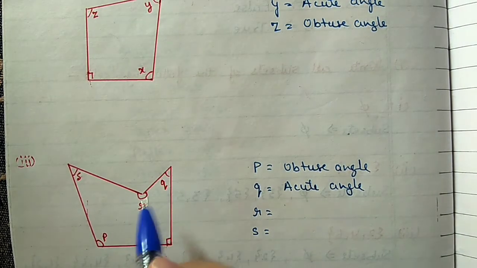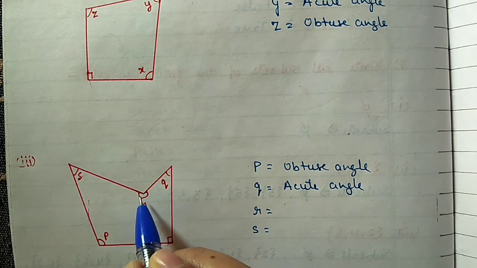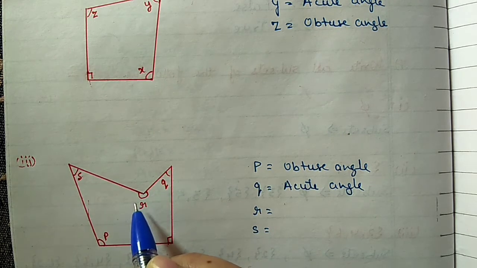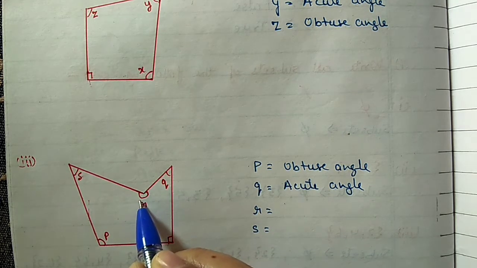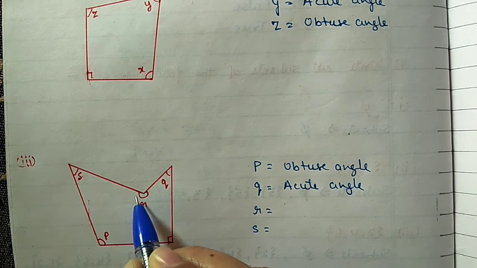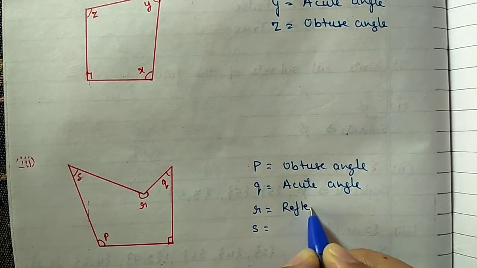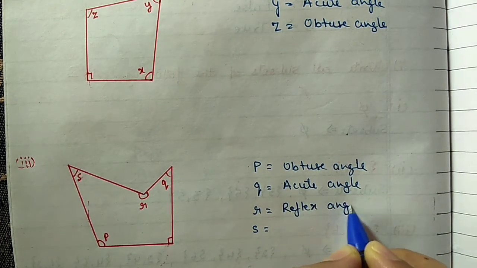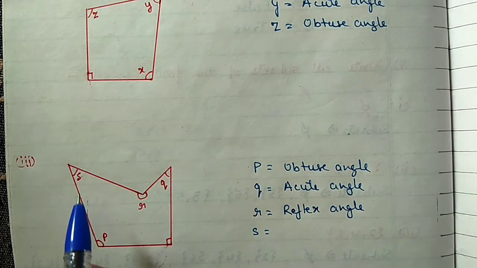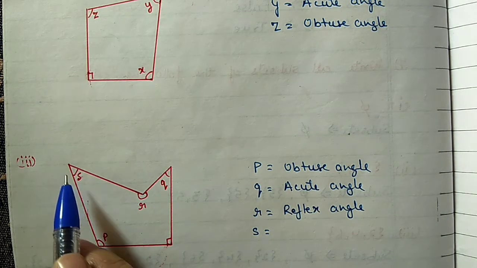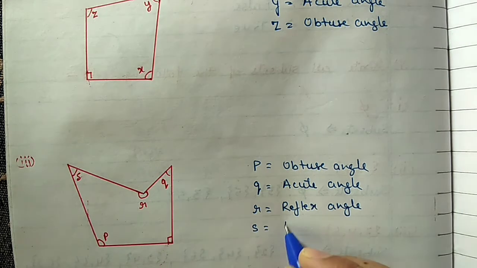Then R, you can see R is more than half revolution. If it is more than half revolution, it means it starts from here and half will be somewhere here and it is going beyond that. More than half means it is reflex angle, because it will come more than 180 degree. And S also, it is clear from figure, this is an acute angle.